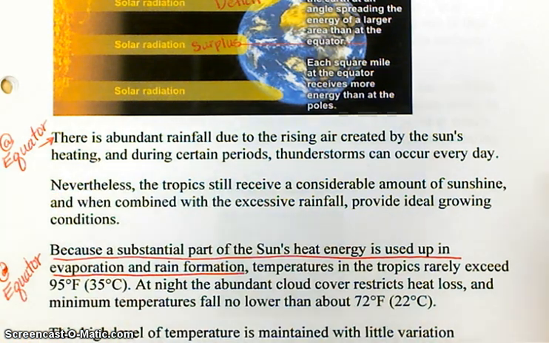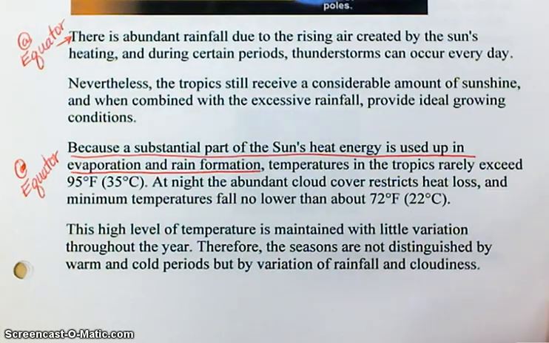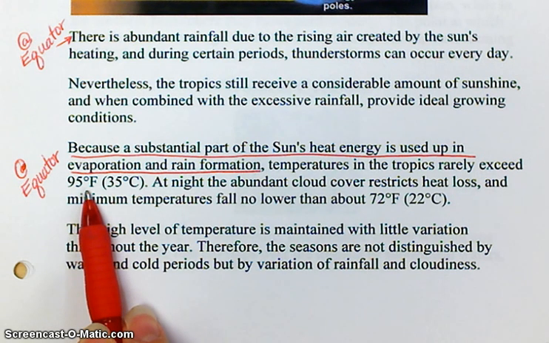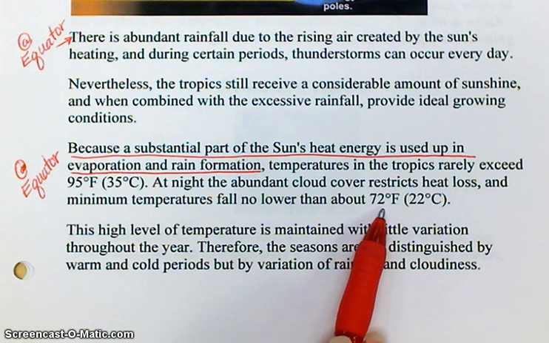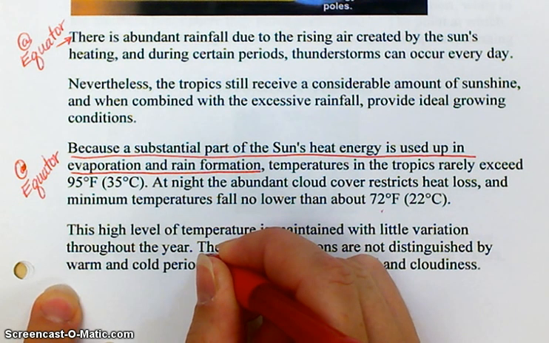Okay, in the tropics. This high level of temperature is maintained with little variation throughout the year, meaning that you don't have a really warm season and cold season. It's pretty much hot during the day and not so hot, warm at night. Therefore, the seasons are not distinguished by warm and cold periods, but by variation of rainfall and cloudiness.